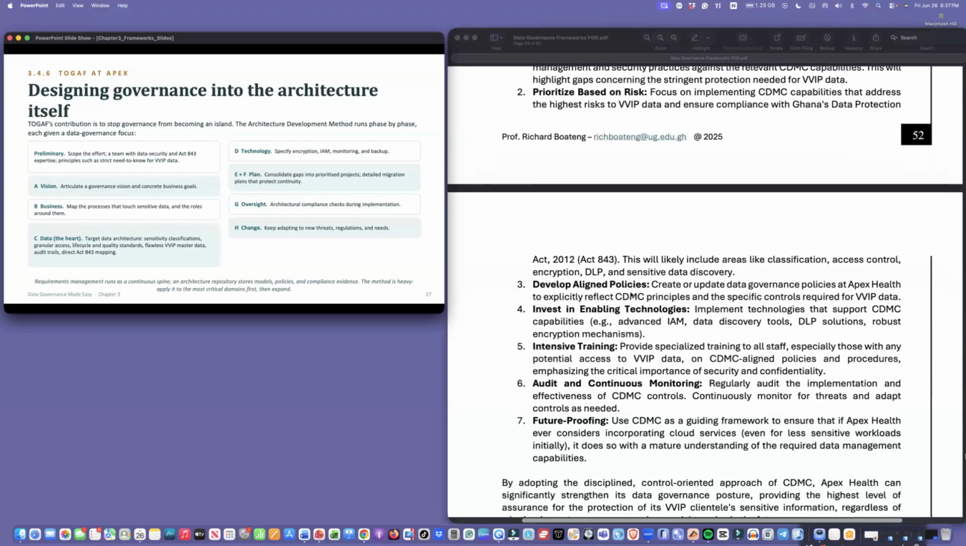Develop aligned policies, responsibilities and rules. And then invest in the enabling technologies. This one and the other one, TOGAF, all talk about investment. You have to buy the right technology to support the policies you have defined. Invest in training. Good. Here, training includes communication. Invest in intensive training and communication.